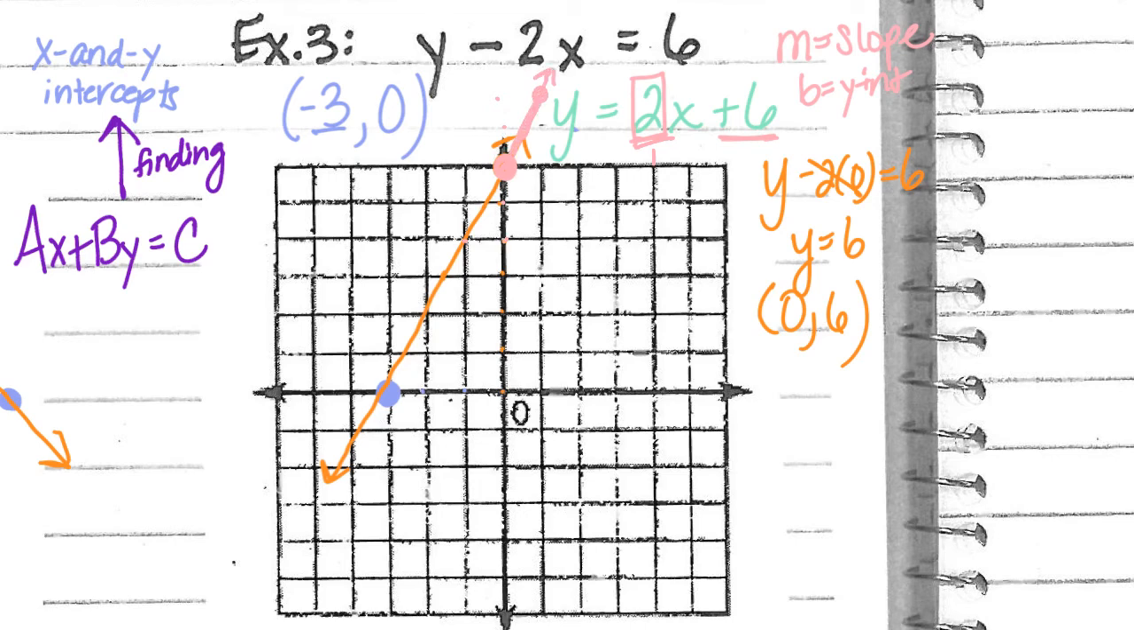But I can also go down 2 to the left 1, down 2 to the left 1, down 2 to the left 1. Notice it's the exact same thing. So you guys can choose. A lot of you just like to remember y equals mx plus b, and that is fine.